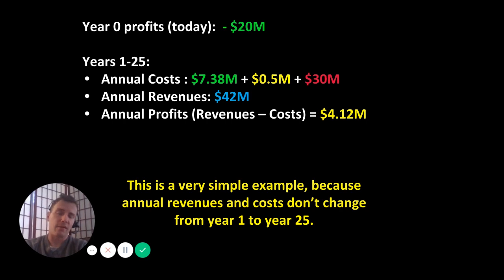So if we say we have annual costs and we have annual revenues, that gives us an ability to estimate annual profits, or revenues minus costs. And so if you say $42 million minus 7.38 minus 0.5 and minus 30, what you get is an annual profit of $4.12 million. Now, this is a really simple example for a lot of reasons, one of which is that annual revenues and costs don't change from year 1 to year 25.